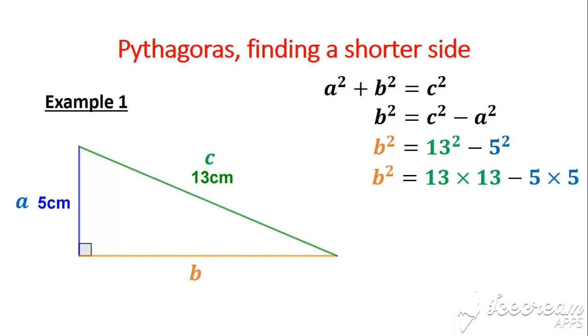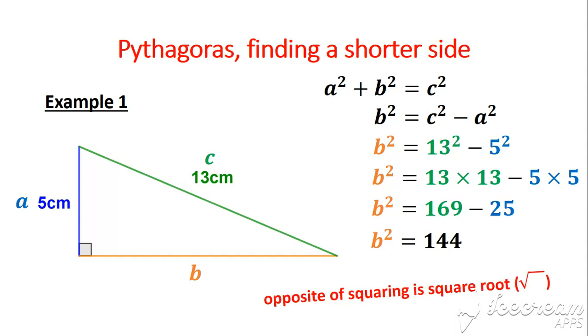All right, well, 13 squared means 13 times 13. 5 squared means 5 times 5. 13 times 13 is 169. 5 times 5 is 25. So B squared is equal to, when I go 169 minus 25, I'm left with 144.